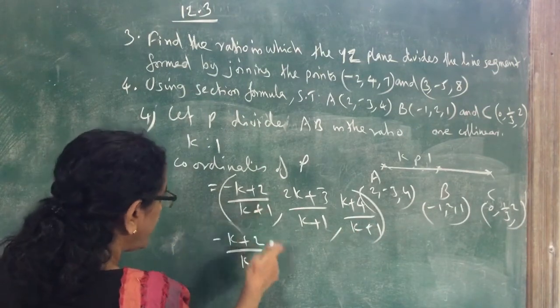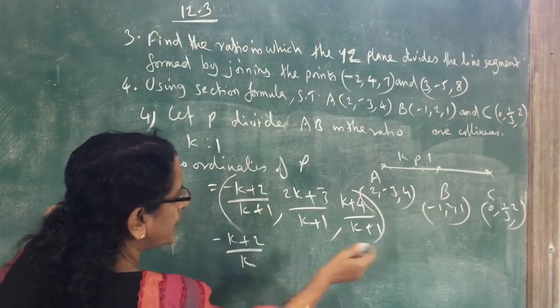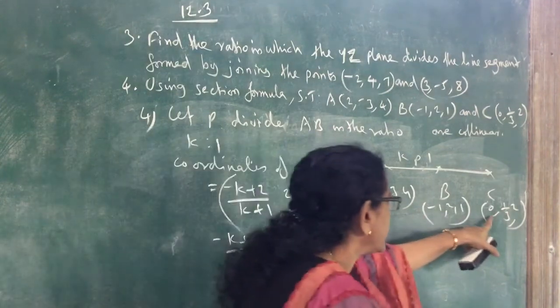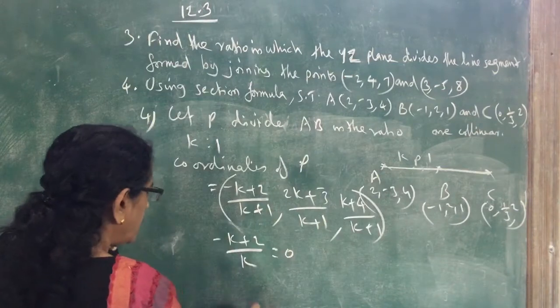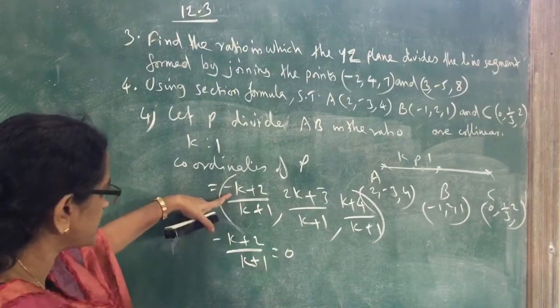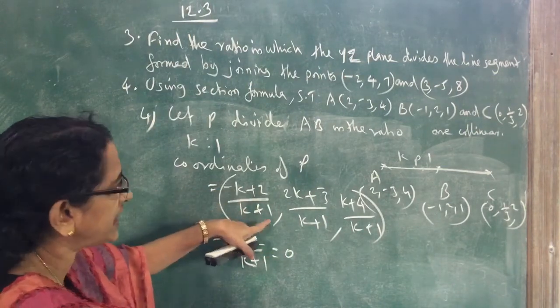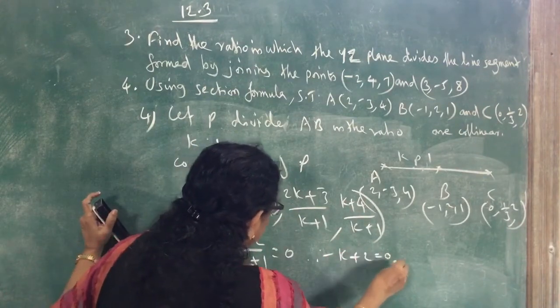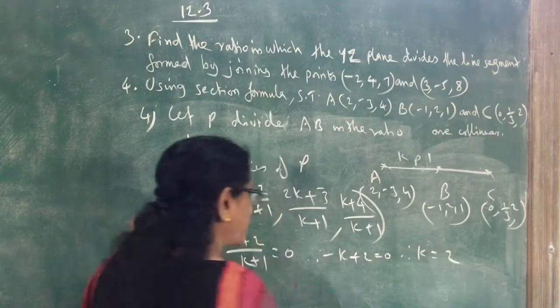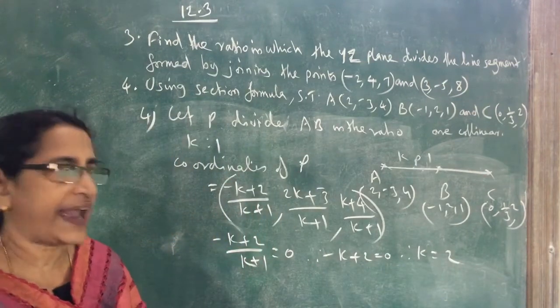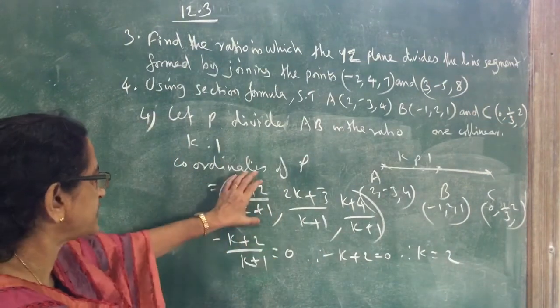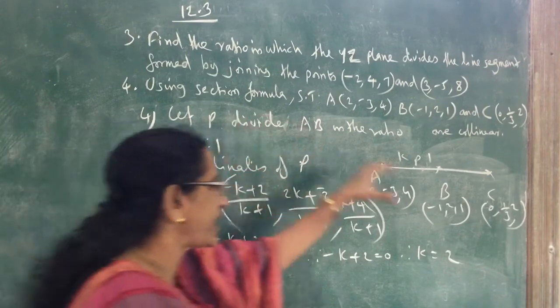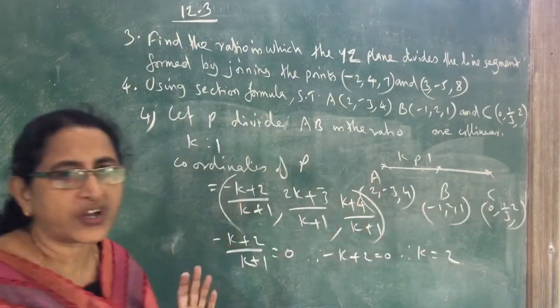Minus K plus 2 by K plus 1 equal to the x coordinate of the point C, that is 0. Sorry, minus K plus 2 by K plus 1 equal to 0. Therefore minus K plus 2 equal to 0. Therefore K equal to 2. So we got the value of K as 2 when we equate the x coordinate of P to the x coordinate of the point C.